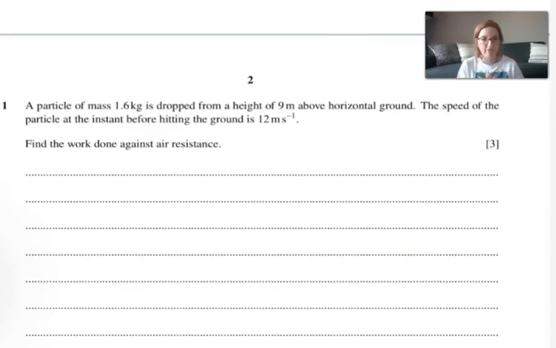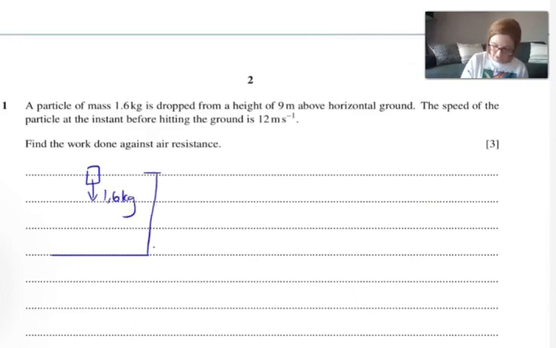So here we have a particle of mass 1.6 kg dropped from a height of 9 meters above horizontal ground. I should probably say I haven't done this paper before, just in case anything happens. But anyway, 1.6 kg, dropped from a height of 9 meters above the horizontal ground. The speed of the particle at the instant before hitting the ground is 12 meters per second. Find the work done against air resistance.